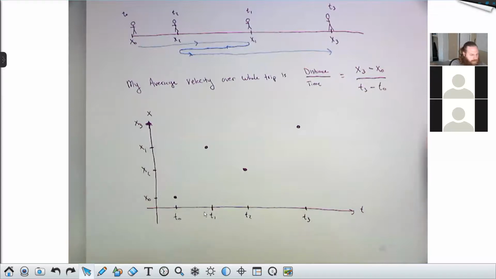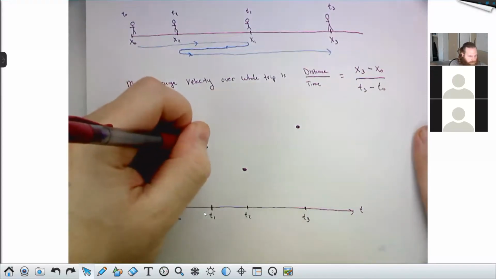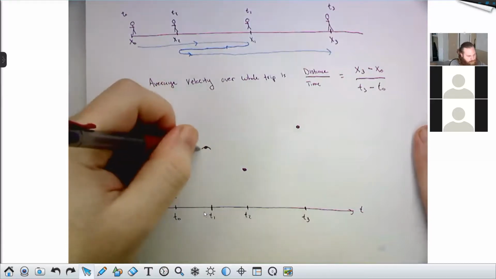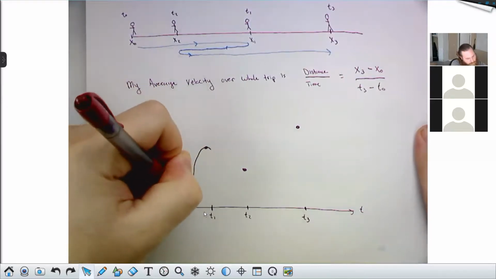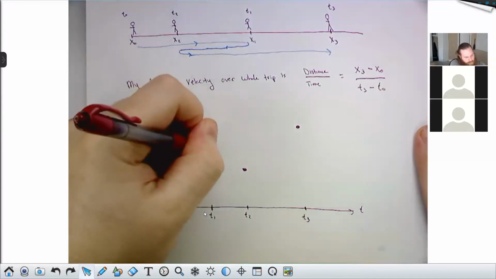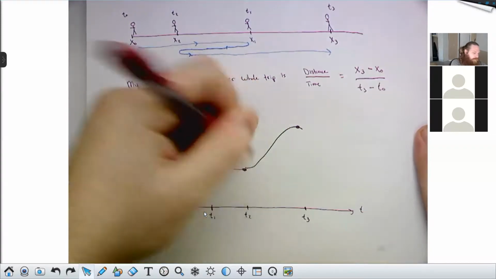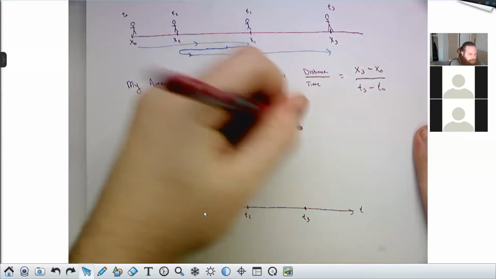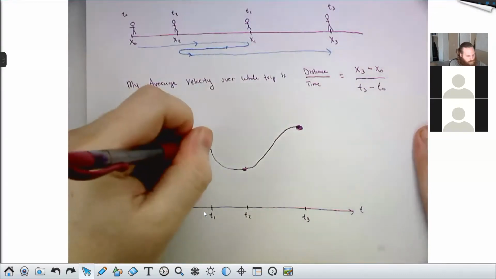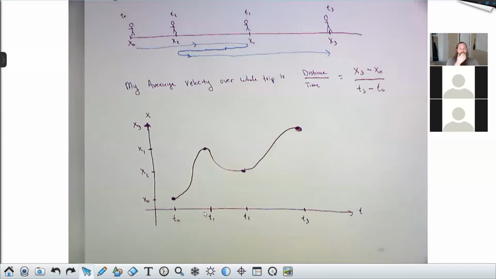Now suppose I come in here and I decide to fill in all the little bits. Maybe I do something like this, and like this, and like this, and then I stop here. Now I've told you what I'm doing at any moment in time. From T0 to T1, here's my position changing from X0 up to X1. And then I turn around and I quickly start to walk back, and then I walk a little more slowly.